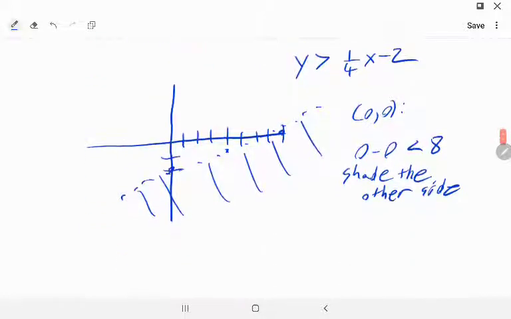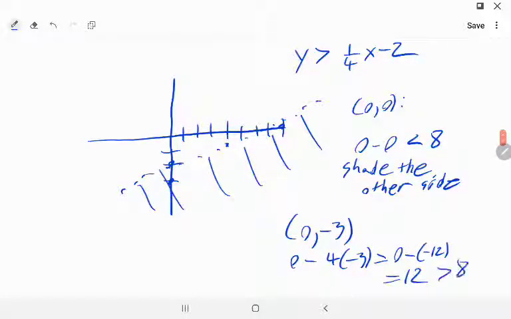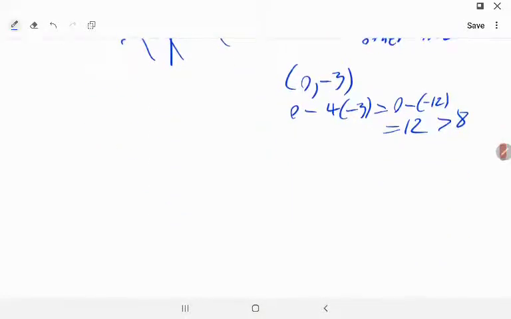If we're going to be paranoid, we could double check one of those points. We could try (0, -3). It's pretty clearly on the other side of the line. And we notice if we try taking 0 minus 4 times negative 3, that's 0 minus negative 12 equals 12, which is greater than 8. So that works.